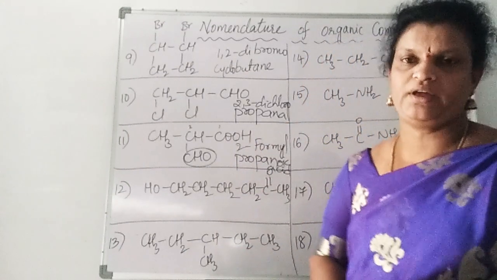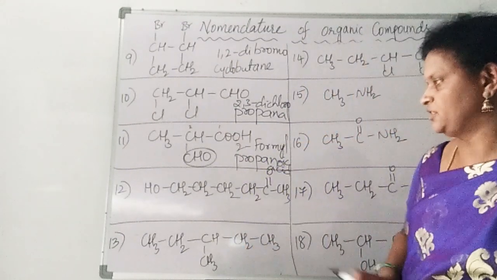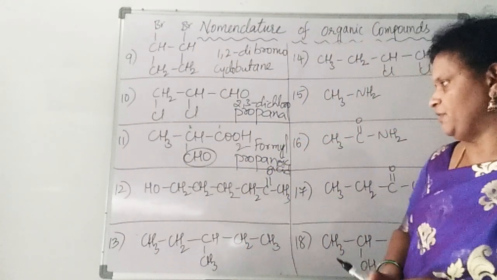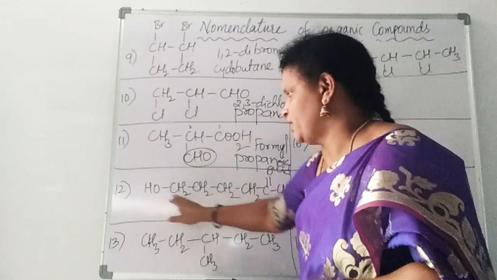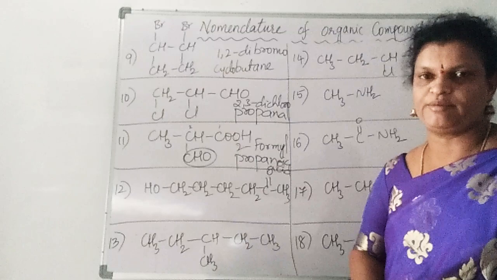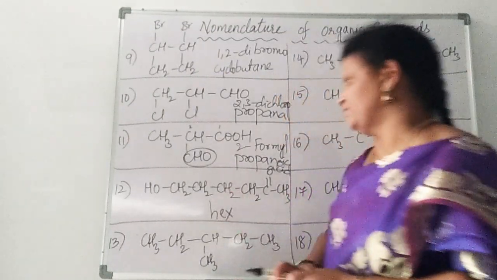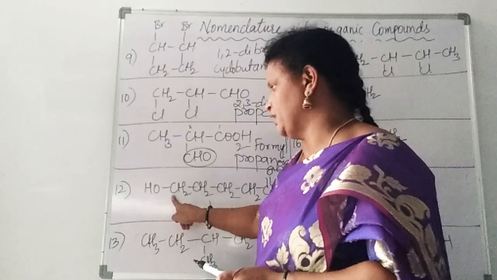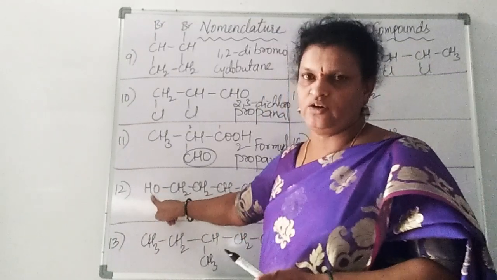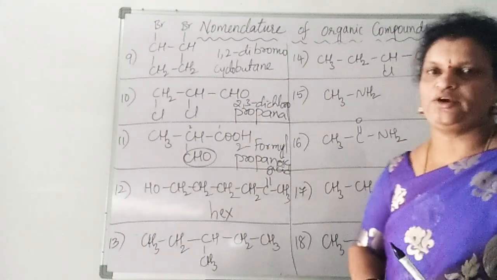2-formyl propanoic acid. Right? Next, the 12th one. If you see the next one we have here, altogether there are 6 carbons, so we can write the root word as hex. Then on one carbon we have an OH group, a hydroxy group. Then on this carbon we have a double bond O, a keto group.